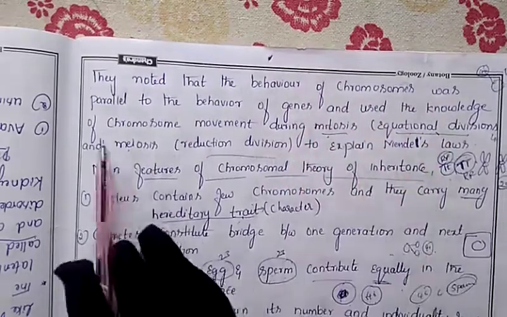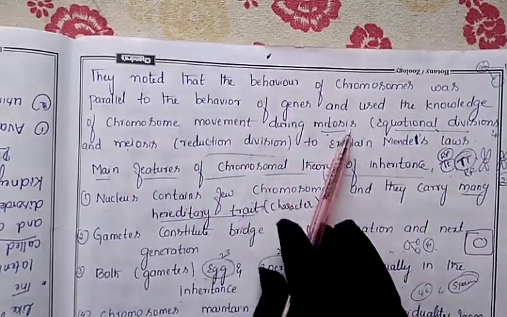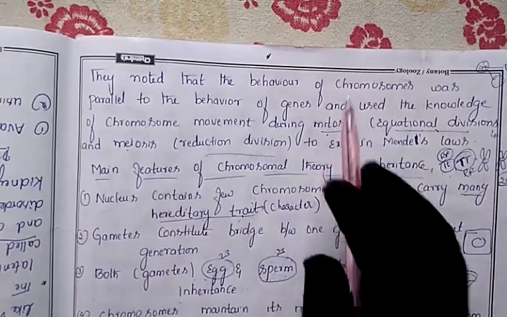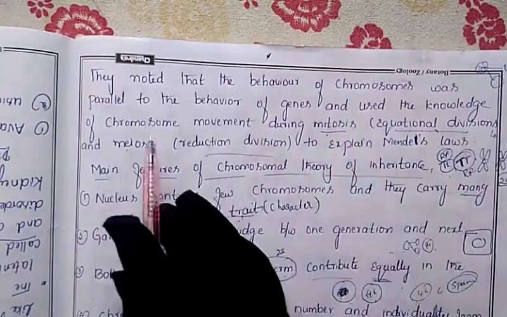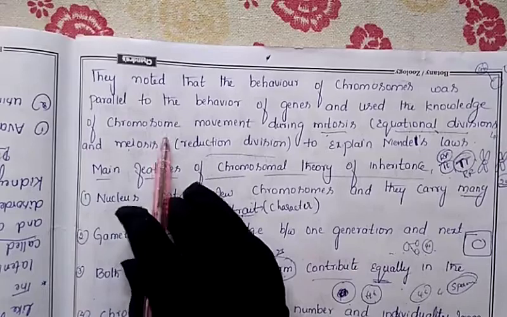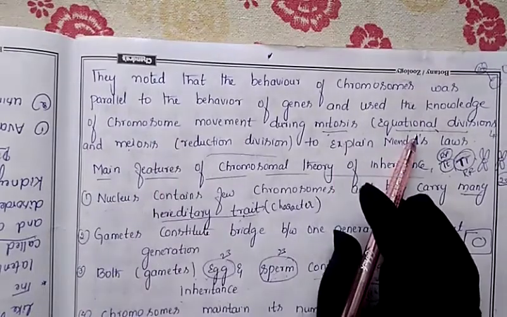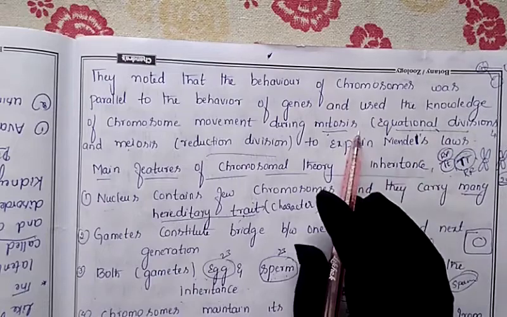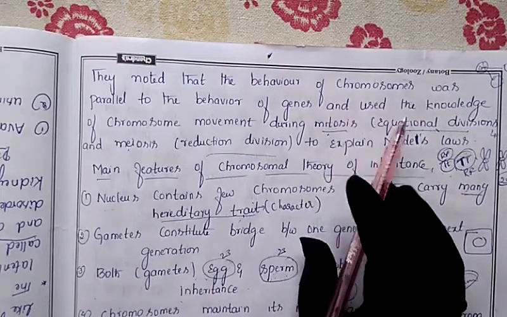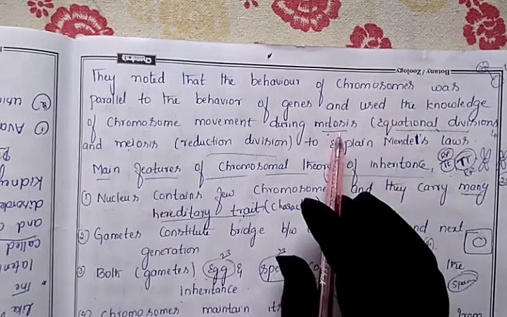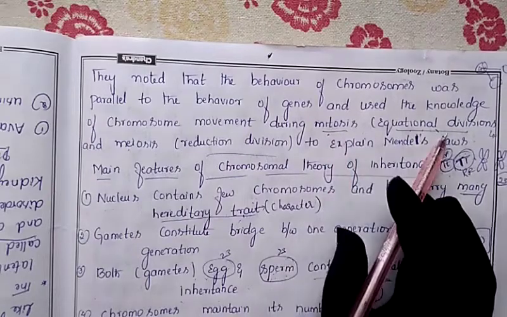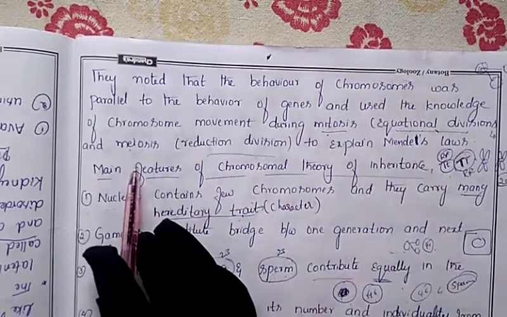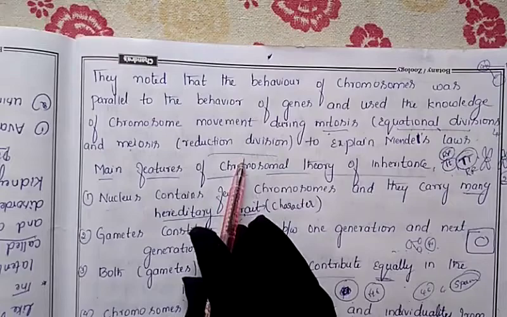They also used the knowledge of chromosome movement during mitosis. When mitotic cell division takes place, they observed the behavior of the chromosomes. We call mitosis an equational cell division because an equal number of chromosomes is distributed to the daughter cells. Whereas meiosis we call a reductional cell division.